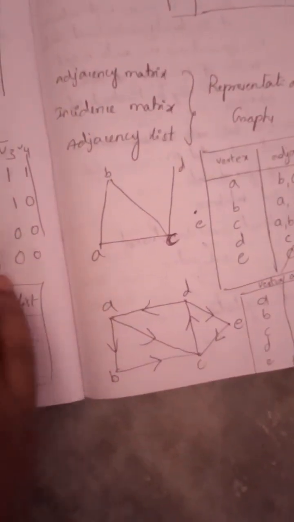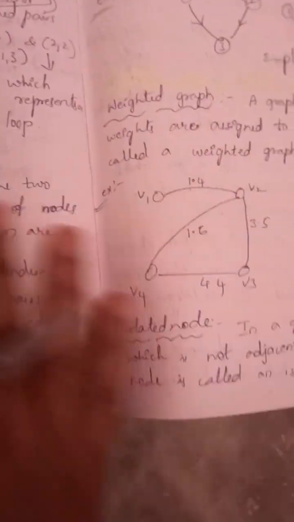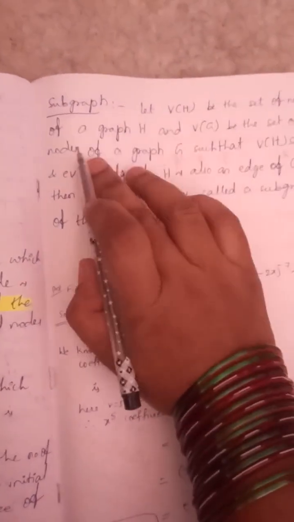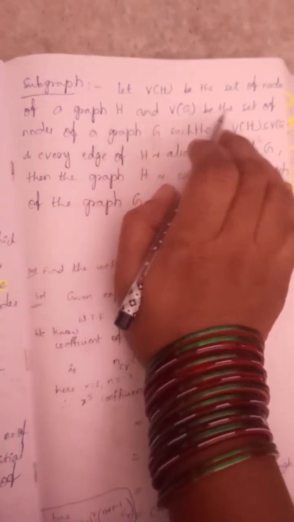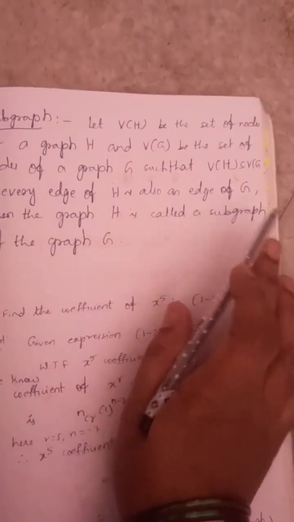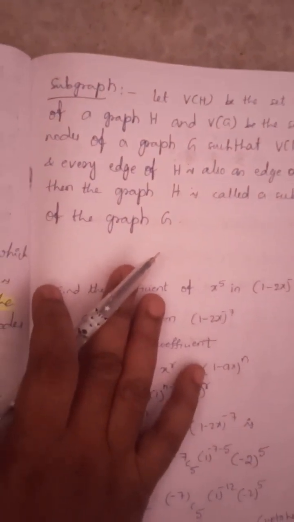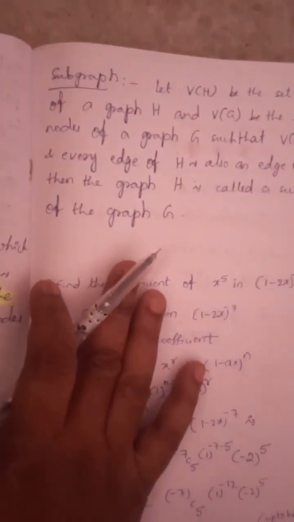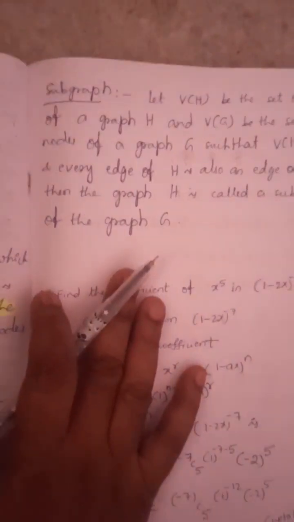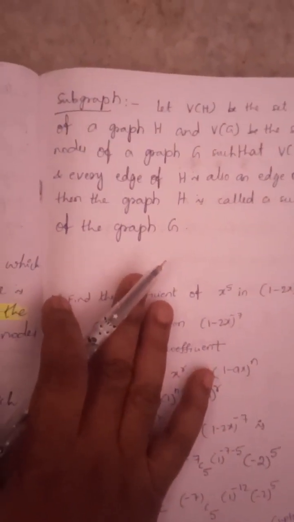And next thing I want to say about subgraph. What is the definition of a subgraph? Let V of H be the set of nodes of graph H, and V of G the set of nodes of graph G, such that V of H is a subset of V of G, and every edge of H is also an edge of G. Like a subgroup, every edge of the subgraph is an edge of the main graph. Then we can call it a subgraph.